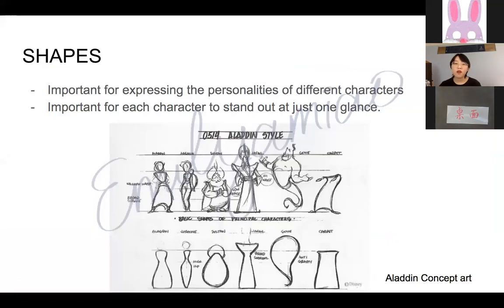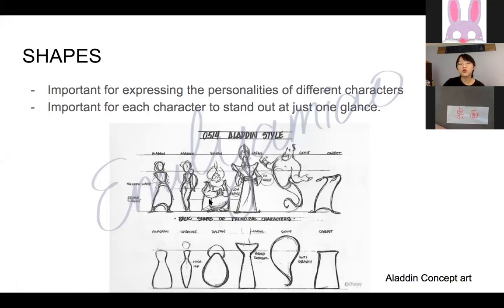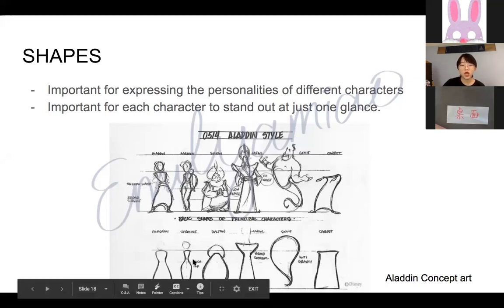So we have seen the lines. These shapes are so important for expressing personalities of different characters. They're really important for each character to stand out from just one glance. This is the concept art from Aladdin. If you look at these, this is Aladdin, this is Jasmine, this is the Sultan, this is Jafar, this is Genie, this is the carpet. They're each really different and really distinct from each other. They can all kind of correspond to a general big shape down here.